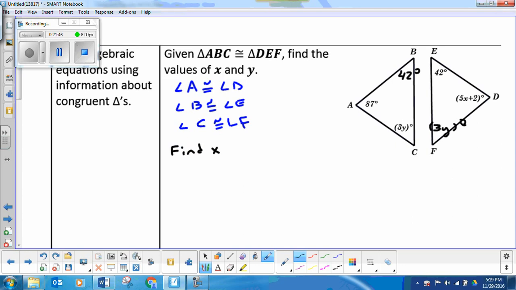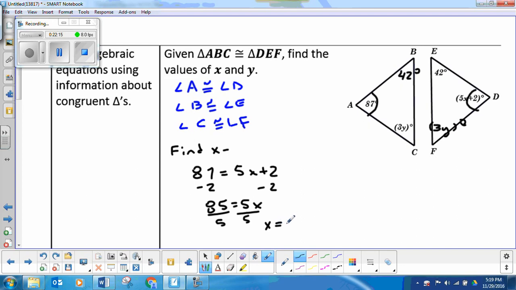And to find x, I know that A is congruent to angle D. I'm going to write through this a second just to show those two marks. So I can set that up as such. 87 will be equal to 5x plus 2. And when I walk through this math, I'm going to subtract 2 from both sides and get 85 is equal to 5x. Divide both sides by 5, and x is equal to 17. And now when I'm looking for y, make sure you have all that written down.